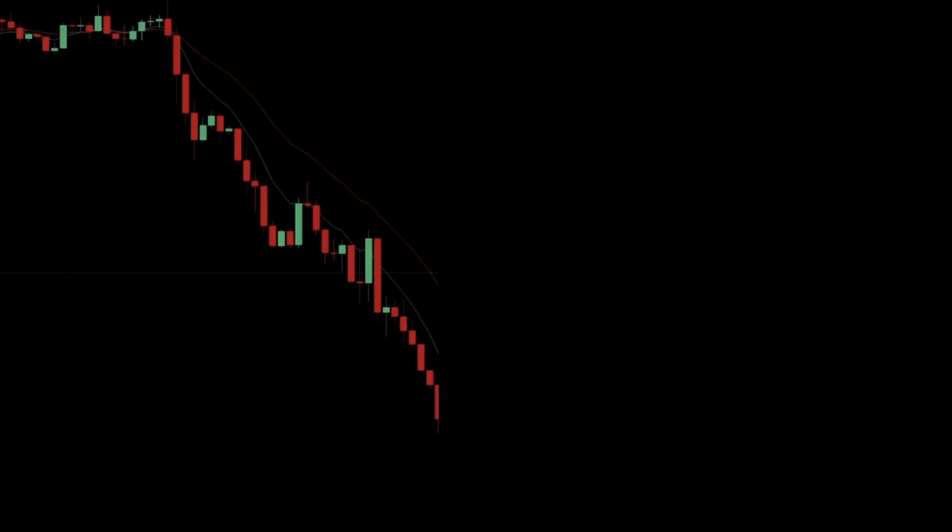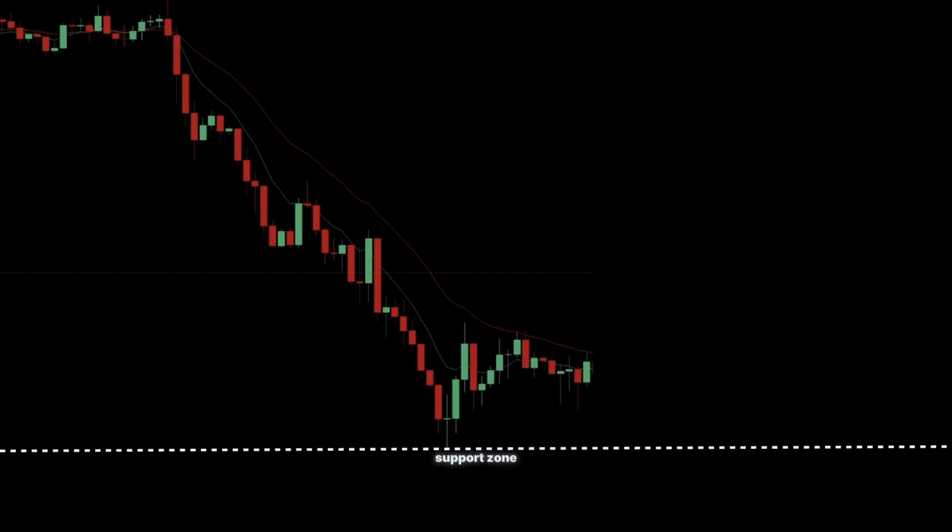So let's go through an example together. This market's been falling for several hours now. Price eventually reaches a strong support zone. So as the sellers are pushing lower, you'll notice here that momentum is beginning to slow down. The candles become smaller. The market stops making aggressive moves lower. So then the buyers step in and a strong bullish candle forms. At the same time, the faster EMA crosses above the slower EMA.